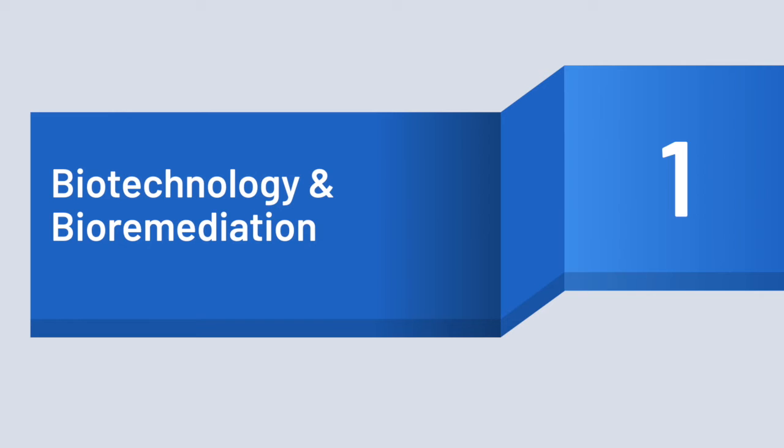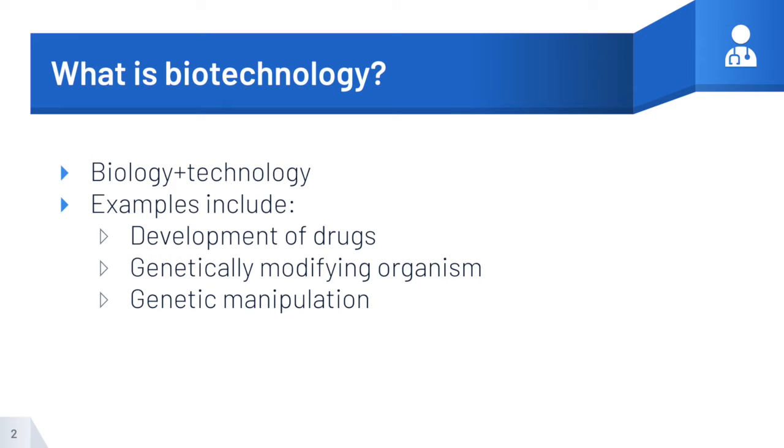and bioremediation. So what is biotechnology? Well, the easiest way to think about biotechnology is that it's the combination of biology and technology. And while biotechnology encompasses a wide range of things, some common examples of biotechnology include the development of drugs and genetic manipulation.